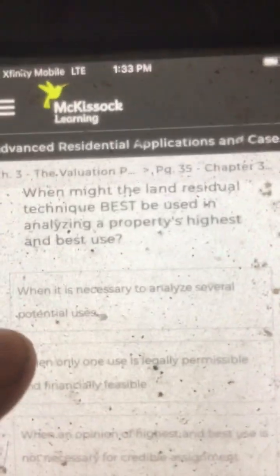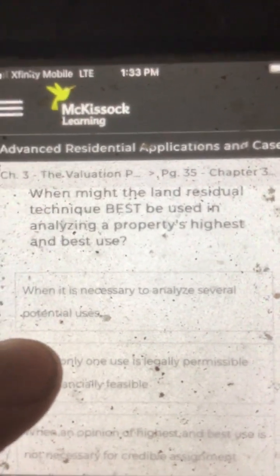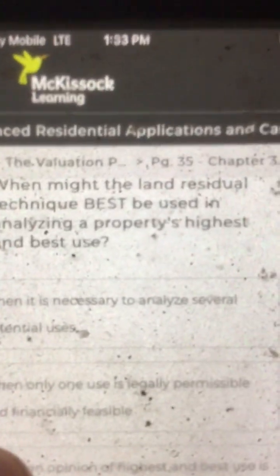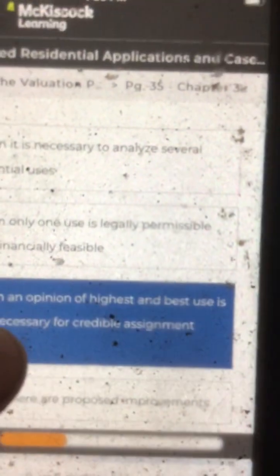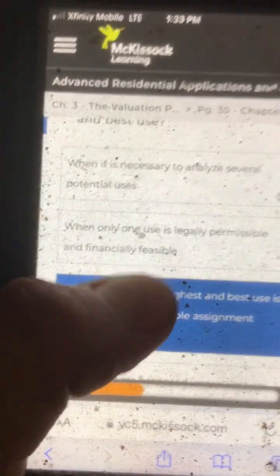Number 10. When might the land residual technique best be used in analyzing a property's highest and best use? A, when it is necessary to analyze several potential uses. B, when only one use is legally permissible. Let me just start over.